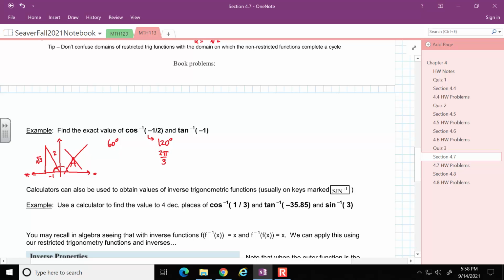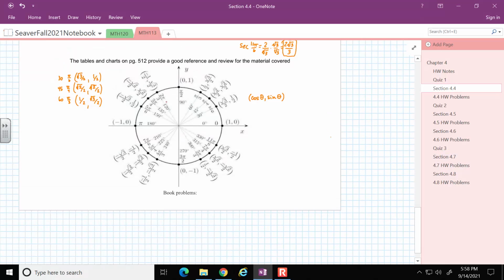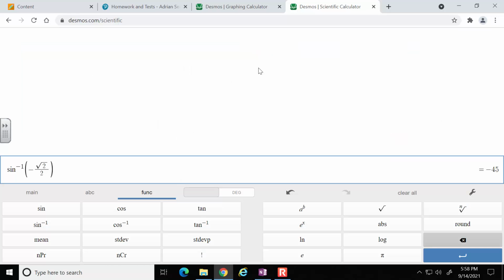Okay. So, or we could do what we did before. I'd come in here and say, all right, I'm looking between here, and I'm looking for my x value to be negative 1/2, and guess what? There it is. 2 pi over 3, 120 degrees. Okay.